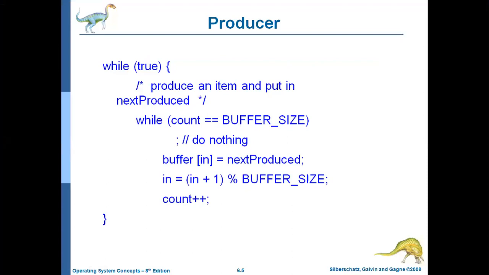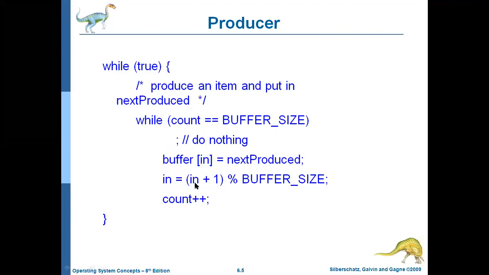So automatically, 0 not equal to 5, so we will move to the next statement. Condition failed, so we move to this place. So buffer of in, what is the value of in? In value initially 0. So buffer of 0 equal to next produced. That means whatever item is produced, we need to keep it in the buffer of 0, the first item. And then we need to increment the in value.